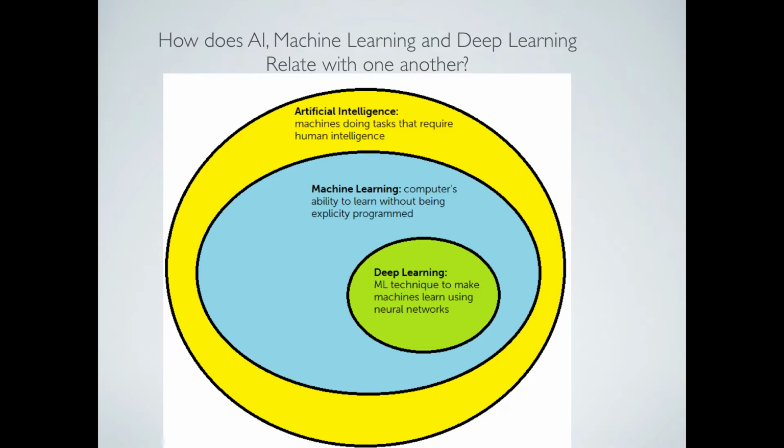And I wanted to find a quick way of describing how you scope each one. With this picture that I found on the internet, the AI description is very simple: machines doing tasks that require human intelligence. Machine learning is the computer's ability to learn without being explicitly programmed. And deep learning is another machine learning technique that makes the machine learn using a neural network.